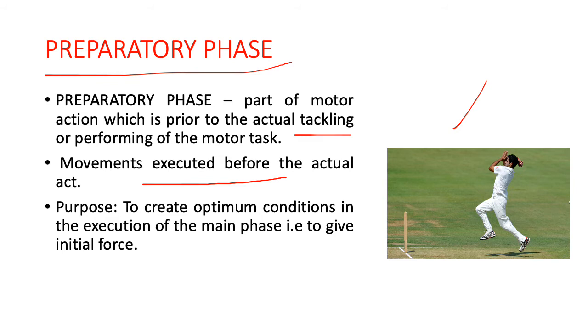What is the purpose then? To create optimum conditions in the execution of the main phase, like initial force, initial momentum. So you got it? Whatever you do before the main phase. In this action, main phase is bowling. You have to throw the ball to the batsman. That is the main action. But before that, what do you do? You are running, you are taking a runway, you are making some action, and then you are performing that. So all these are preparatory phase, and the purpose is to create optimum conditions so that you can execute the main task in an efficient way. So this is your preparatory phase.